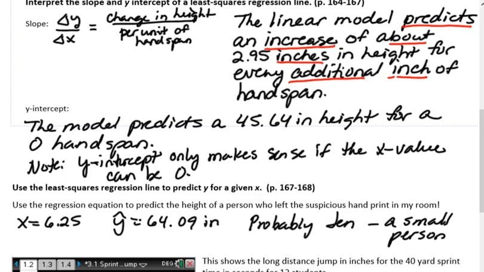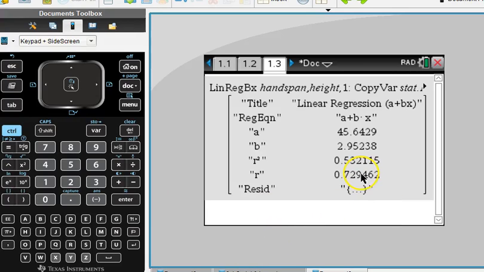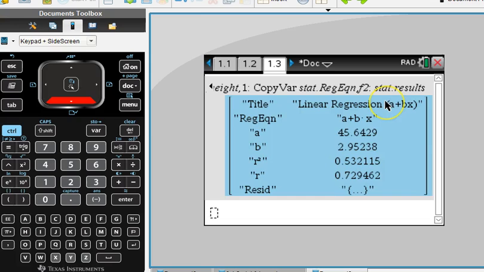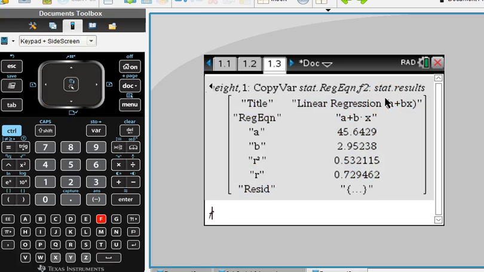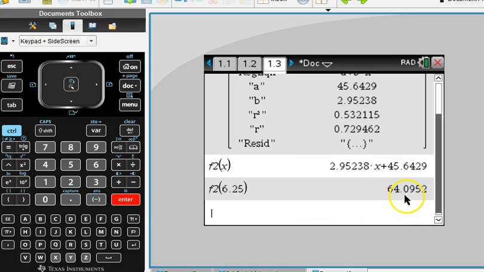So just to show you a couple ways to predict, a fast way to predict on the calculator. Once you have done a regression on the calculator page, if I go up here and to the right, you'll see that this equation has been stored in F2. So if I type in F2 of X, you'll see that I get the regression equation that's shown up here. So I can type in F2 of 6.25. Now you can also just type in the whole equation and put the value in for X, but this gives me 64.09. So this is saying that the model predicts that someone with a 6.25 inch handspan has a height of about 64 inches.